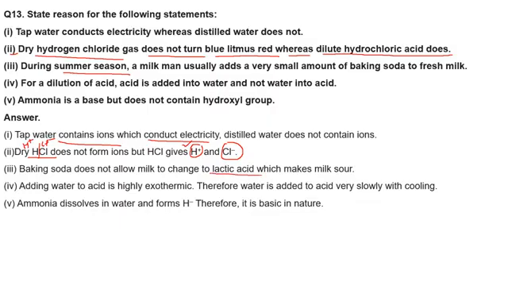Next, for dilution, acid is added into water, not water into acid, because when you add water into acid, it will be a very exothermic reaction, and that is why it can lead to an accident. Therefore, the acid is added to water, very slowly, and you have to stir it continuously while adding.